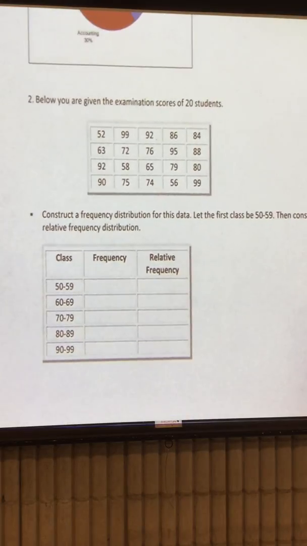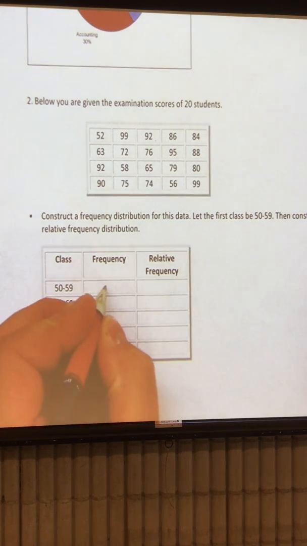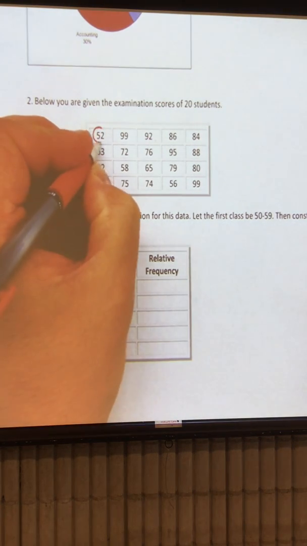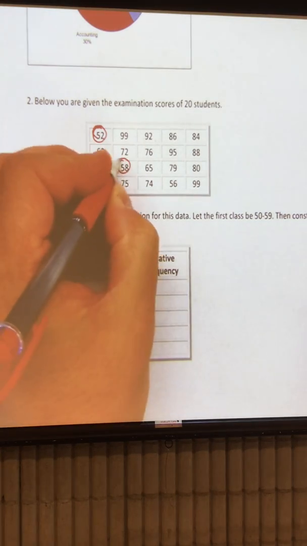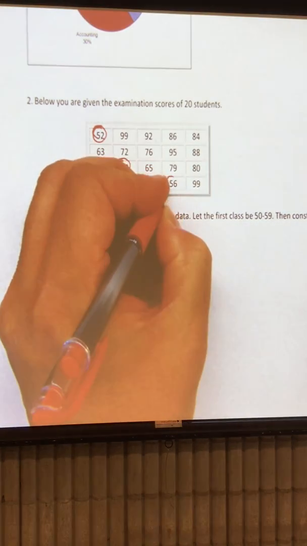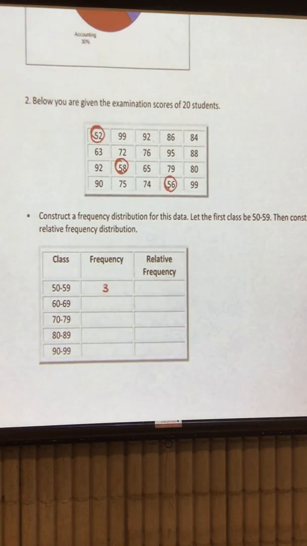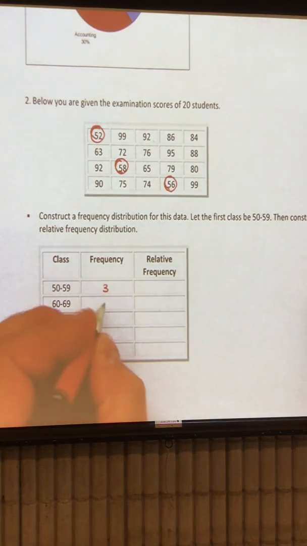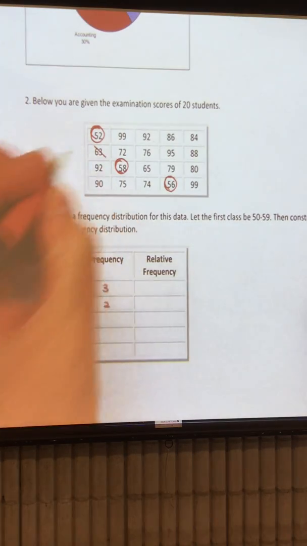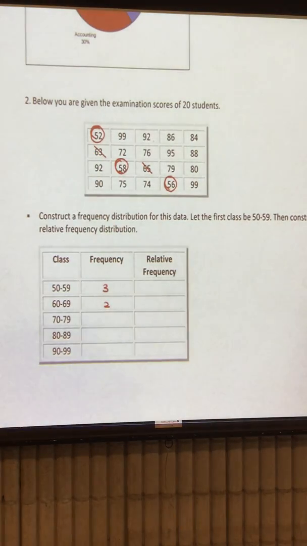For problem number 2, the first class will be 50-59. So then we have the remaining of the classes, 60-69, 70-79, 80-89, 90-99. So the first step is to count the frequency between 50 and 59. The frequency will be 3. And these are going to be the 3 observations between 50 and 59. Between 60 and 69, the frequency is 2, 63 and 65, and then we continue.